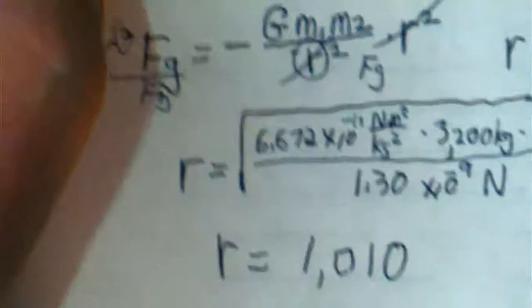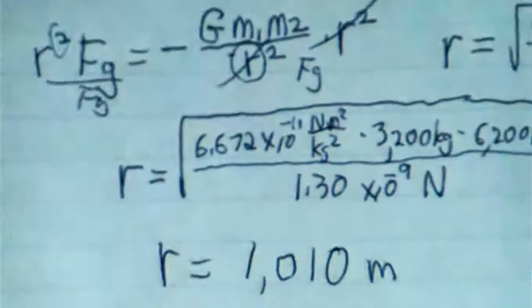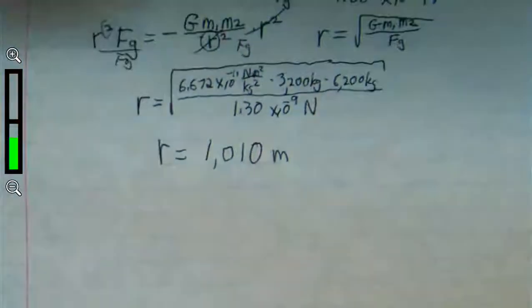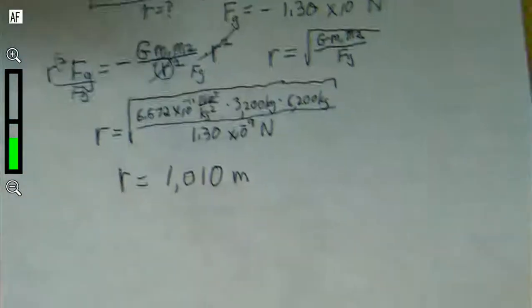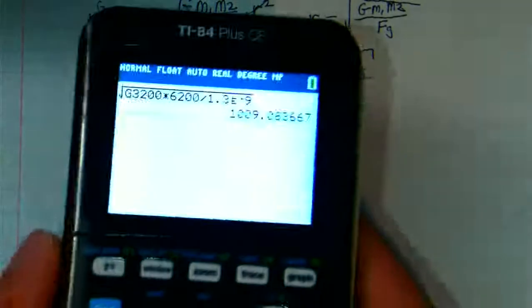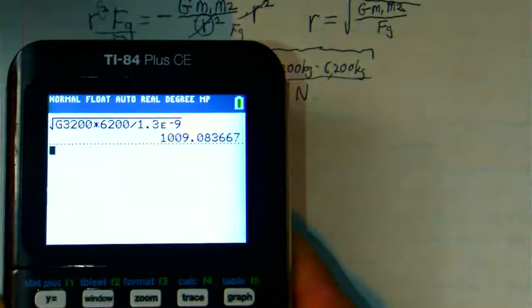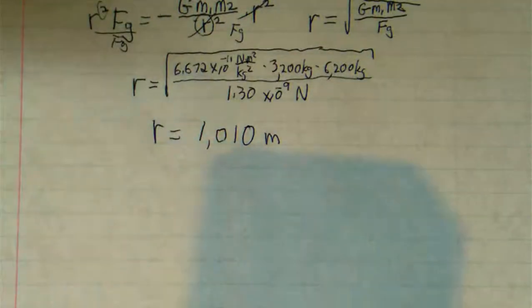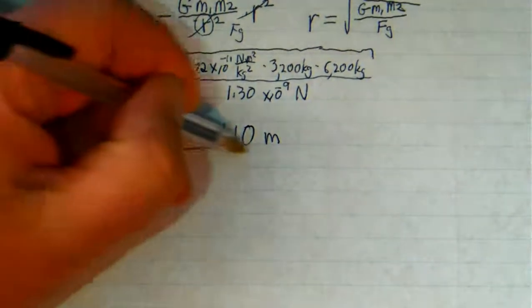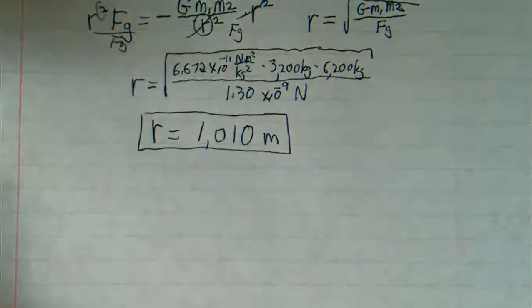Or 1,010 meters to 3 sig figs. So I'm taking that 0.9 and I'm choosing to round it up and write it without a decimal point. So there you go, 1,010 meters to 3 sig figs.